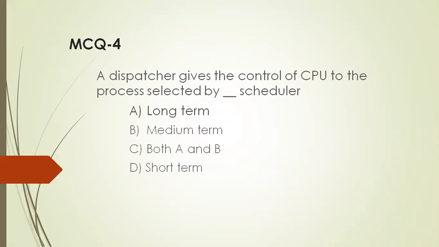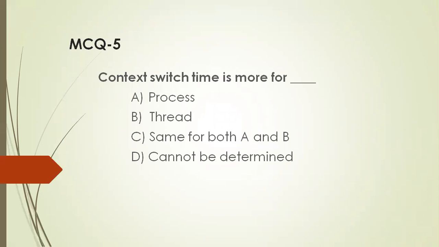A dispatcher gives the control of the CPU to the process selected by which scheduler? Short-term scheduler. The correct answer is D. Context switch time is more for a process when compared to a thread. So the correct answer is A.